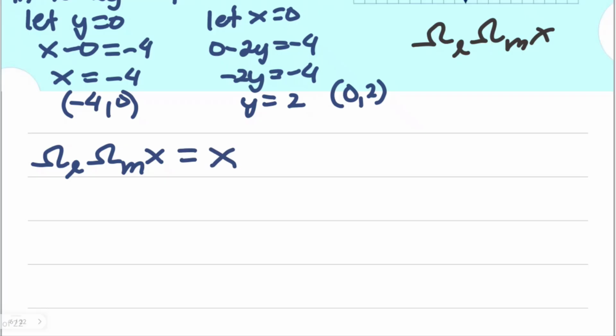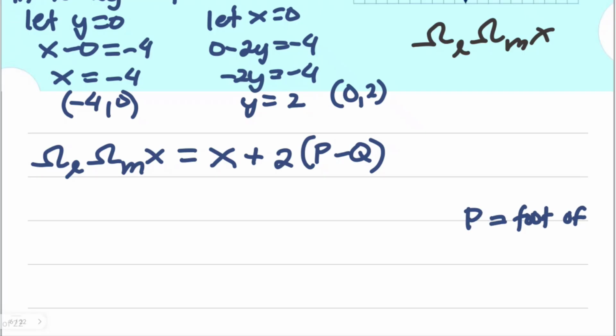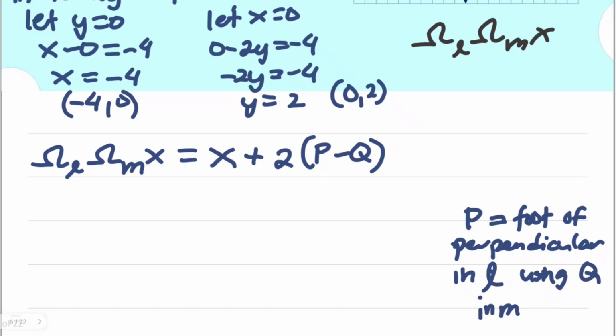Is x plus twice p minus q. I'm going to use this because it's simpler for me. I just need to use the unit normal vector once, okay, rather than using it twice for double reflection. Speaking of that, we actually need here the unit normal vector because our point P is actually the foot of perpendicular in the second line, so in the end L, using Q in M. Take note of the notations being changed because M is the closer line to your X.